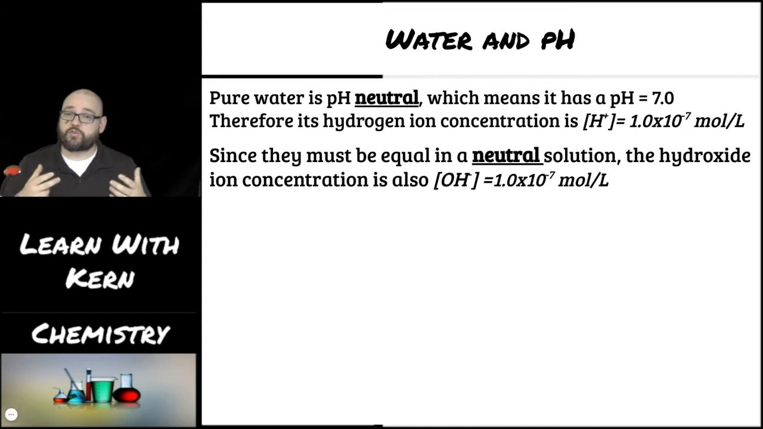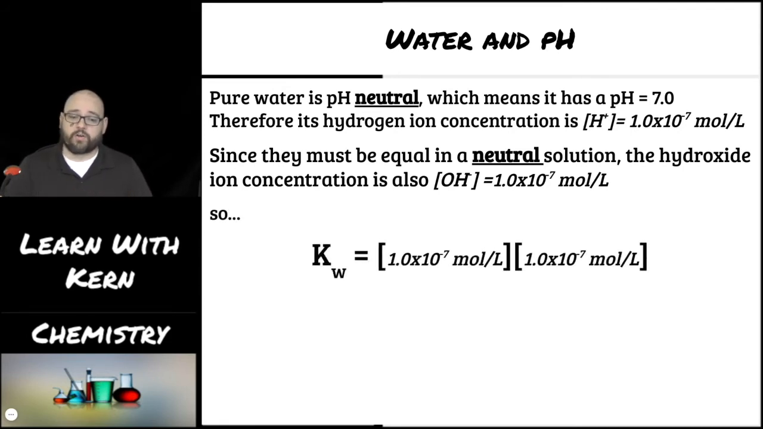So that means the concentration of your hydroxide is equal to the concentration of your hydrogen. So your hydroxide ion concentration is also 1 times 10 to the negative 7th. So if we want to find our Kw for water, we're going to take our hydrogen ion concentration and multiply it by our hydroxide ion concentration, 1 times 10 to the negative 7th times 1 times 10 to the negative 7th, and that gives us an answer of 1 times 10 to the negative 14.